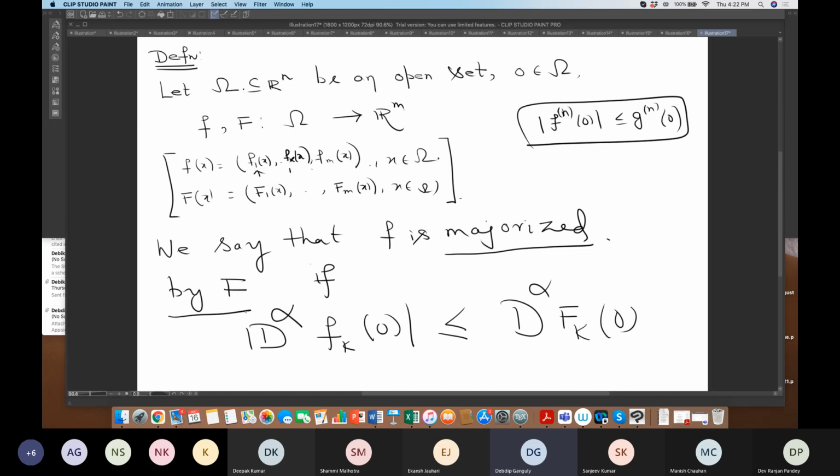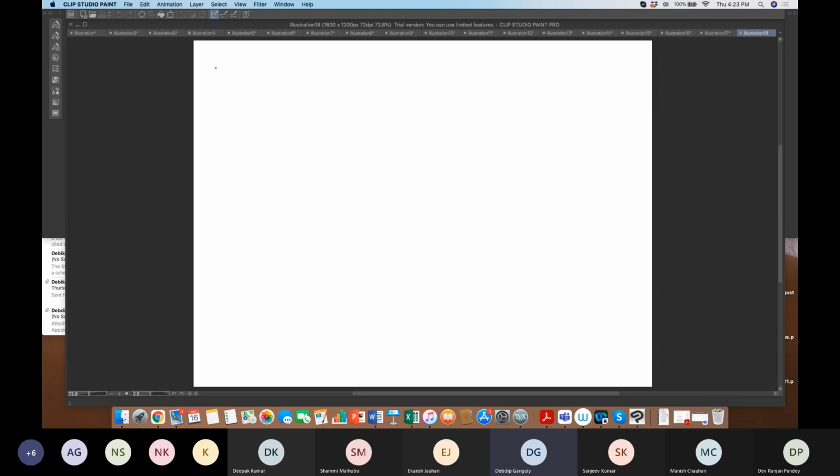Here we say that small f is majorized by capital F if d alpha, the partial derivative with alpha a multi-index, of f_k, one component of small f, is less than this. This should hold for every k and for all multi-indices alpha. For every k means f1, f2, f3, up to f_n. Then we call f majorized by capital F, and in notation we write it with capital F.